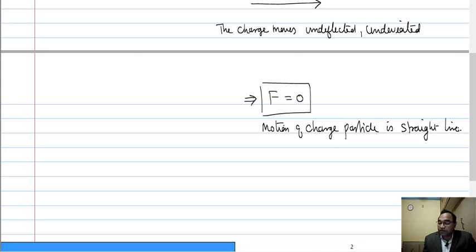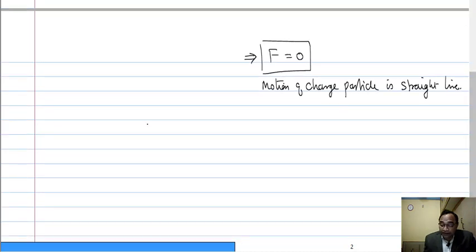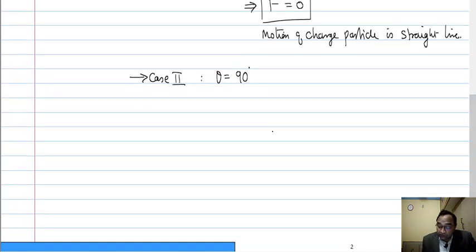This is what we can say, straight line. Now the second case we take, let us say case 2. This is where we say that the charged particle is released at 90 degrees to the direction of the magnetic field. So how exactly? Let us see it in the diagrammatic form.